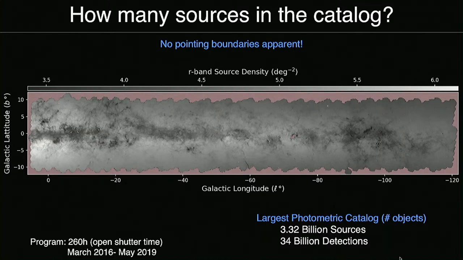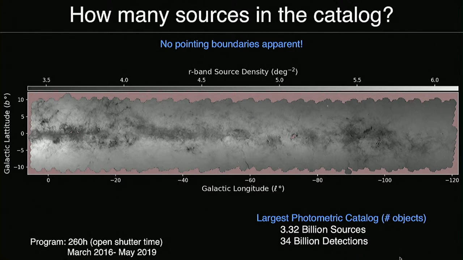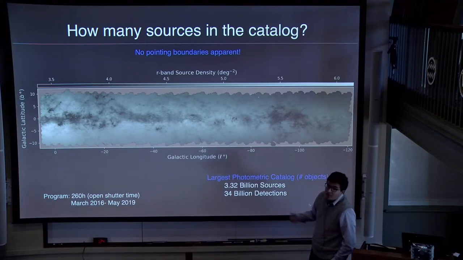Now, DCAPS is actually a fairly small program. It's only about 260 hours of open shutter time over about 3 years, but it packs a pretty big punch in that it creates actually the largest photometric survey ever obtained on a single camera in terms of the number of objects. And so that clocks in at 3.32 billion sources built off of only 34 billion detections over the survey footprint.